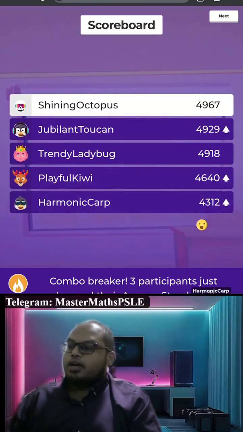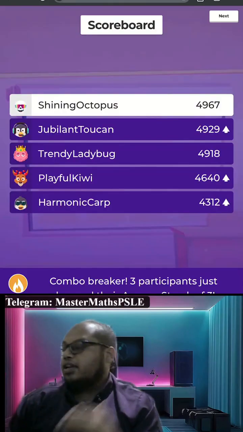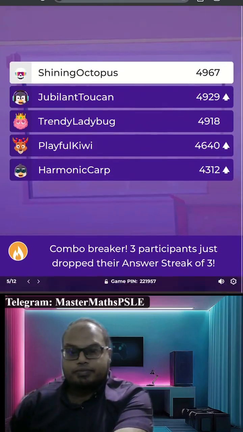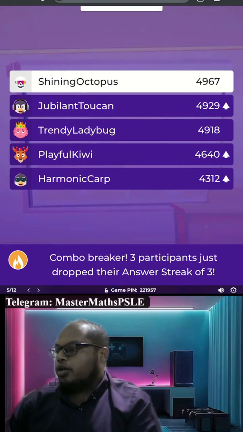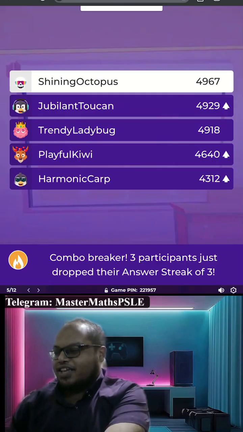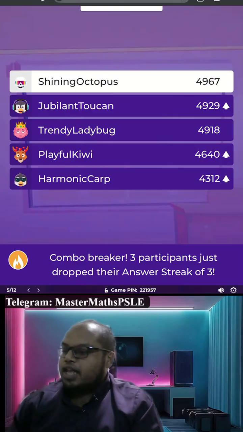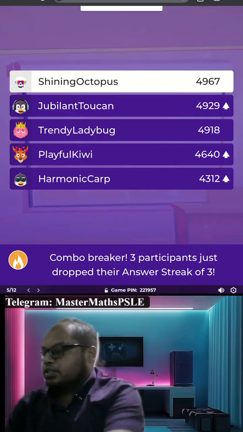The second place changed again, but the shining octopus maintained first place. Very good, interesting. Then we got second place now, jubilant toucan. Their points are still very close. Basically any of them can easily take over the first place.